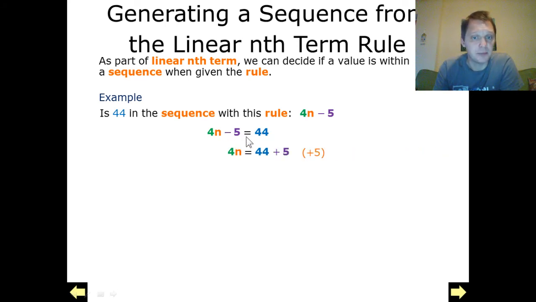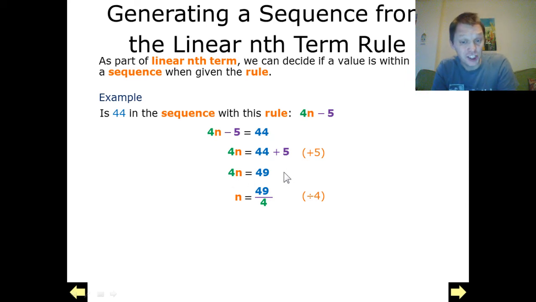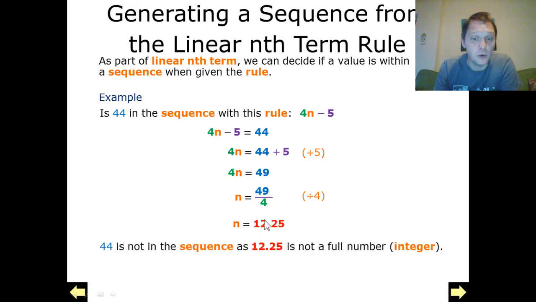First thing I'm going to do is add 5 to both sides, or take my minus 5 from the left-hand side to the right-hand side, in which case it becomes its opposite. My minus 5 becomes positive 5. Now I'm looking to simplify this a bit further. 44 plus 5 gives me 49. Now I'm looking for the value of just a single n. So if I divide both sides by 4, or take my 4 from this side to this side, where it's multiplying on this side, it becomes division on this side, my n equals 12.25.